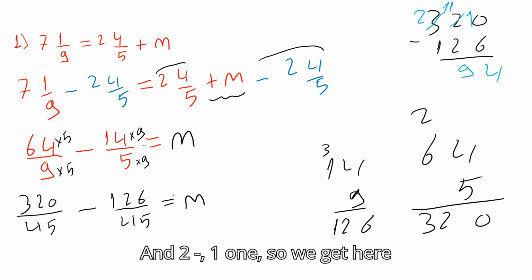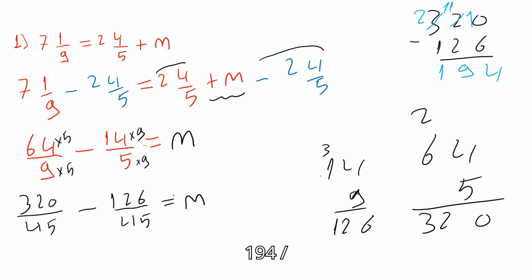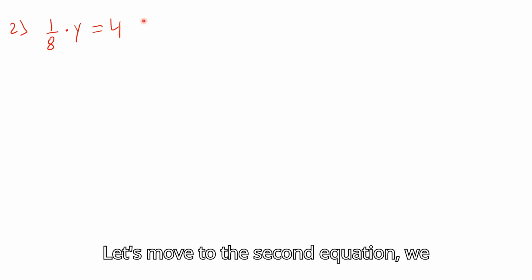And 2 minus 1, 1. So we get here 194 over 45 equal m. Let's move to the second equation.